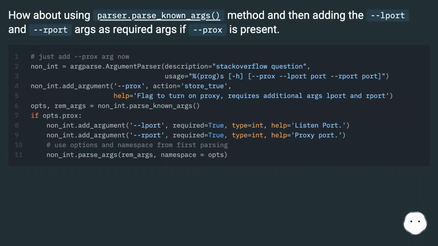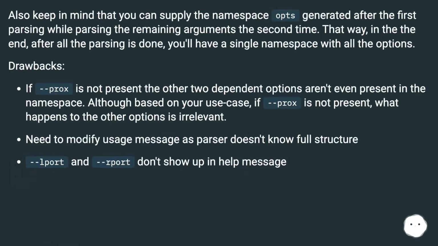How about using parser.parse_known_args method and then adding the lport and report args as required args if procs is present? Also keep in mind that you can supply the namespace generated after the first parsing while parsing the remaining arguments the second time. That way, in the end, after all the parsing is done, you'll have a single namespace with all the options. Drawbacks.